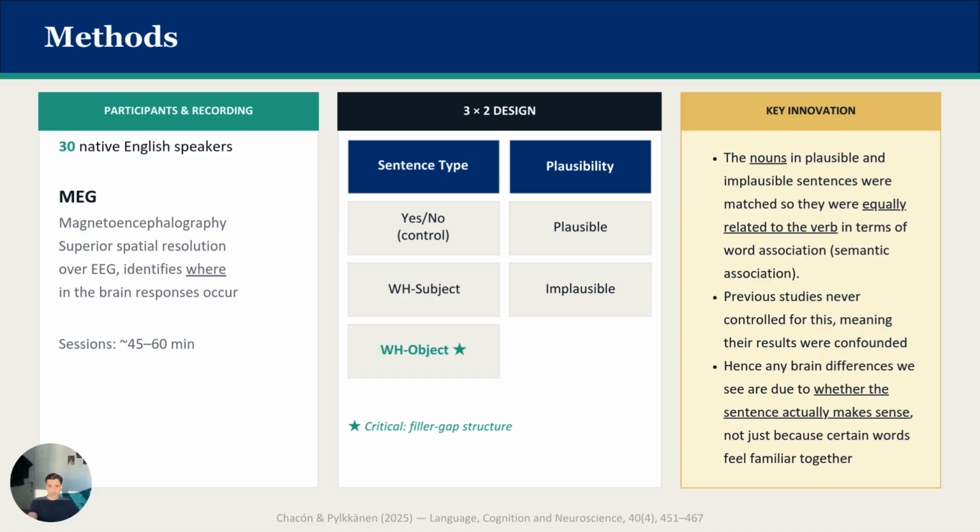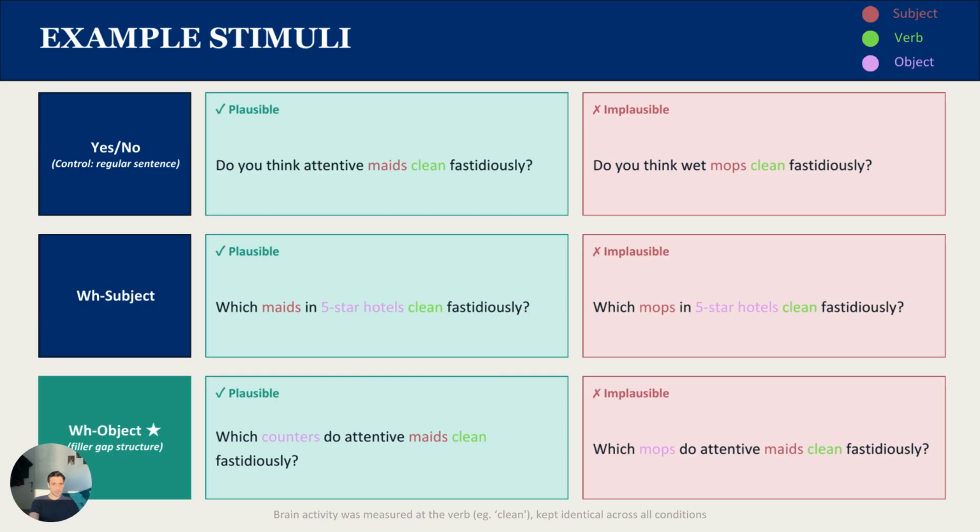The study uses a 3x2 design, so there's 3 types of sentences, and each sentence has a further 2 types of either plausible or implausible. Now, importantly, the researchers control for word association, so any brain differences would reflect how the brain evaluates sentence meaning, and not just word association, as in not just how often these words occur together.